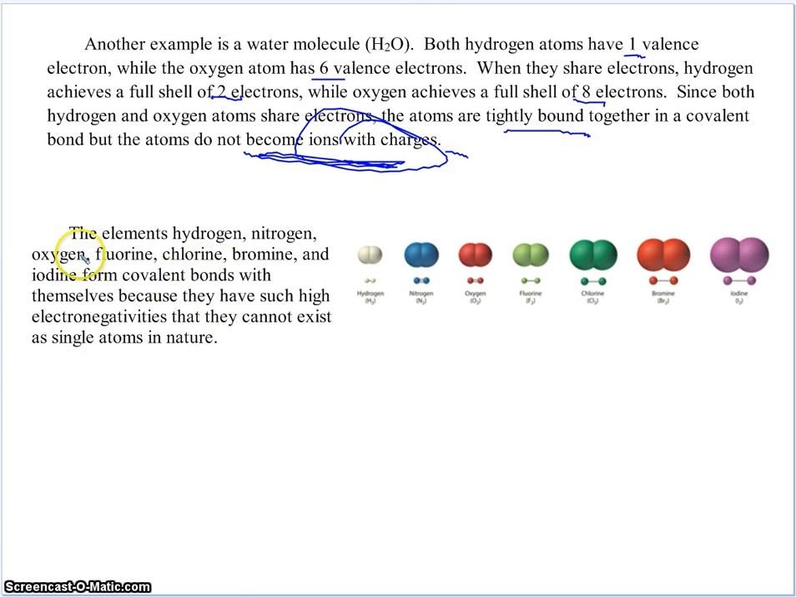The elements hydrogen, nitrogen, oxygen, fluorine, chlorine, bromine, and iodine form covalent bonds with themselves because they have such high electronegativities that they cannot exist as single atoms in nature. So all these ones, if I just say oxygen, I'm actually talking about O2, I guess.